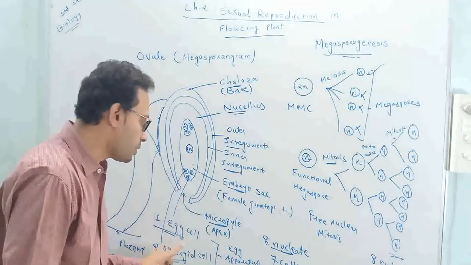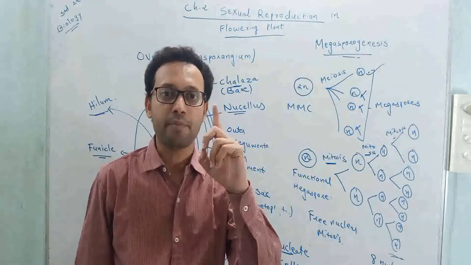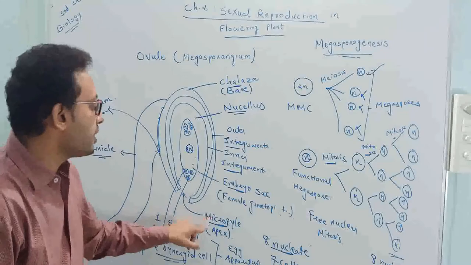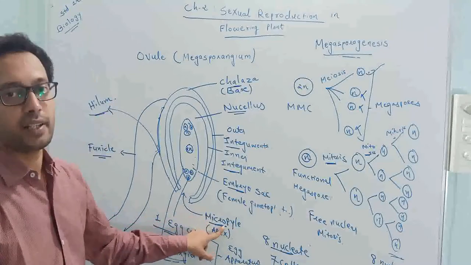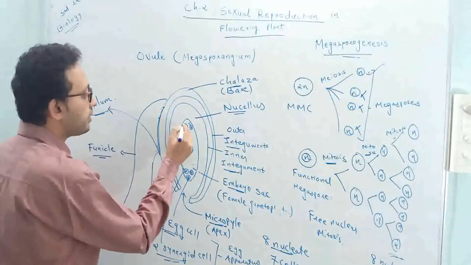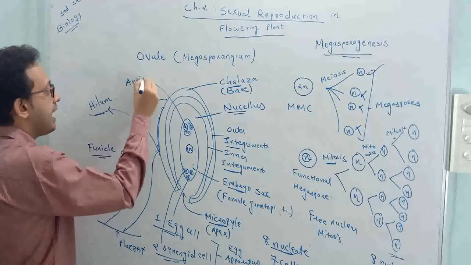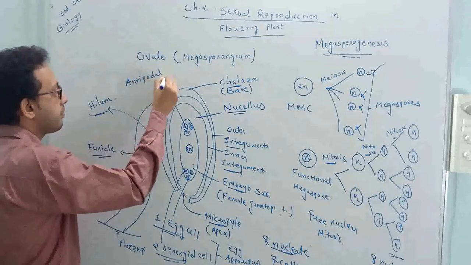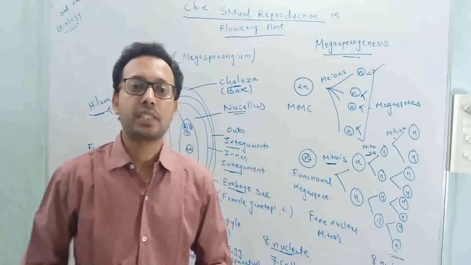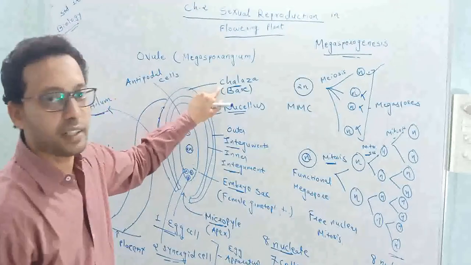This is the most important question. I again repeat, what does the egg apparatus contain? Egg apparatus contains 1 egg cell and 2 synergid cells, present at the micropylar end. Now the 3 cells which are present at the chalazal end are called antipodal cells. So what are antipodal cells? They are present at the chalazal end, the base.